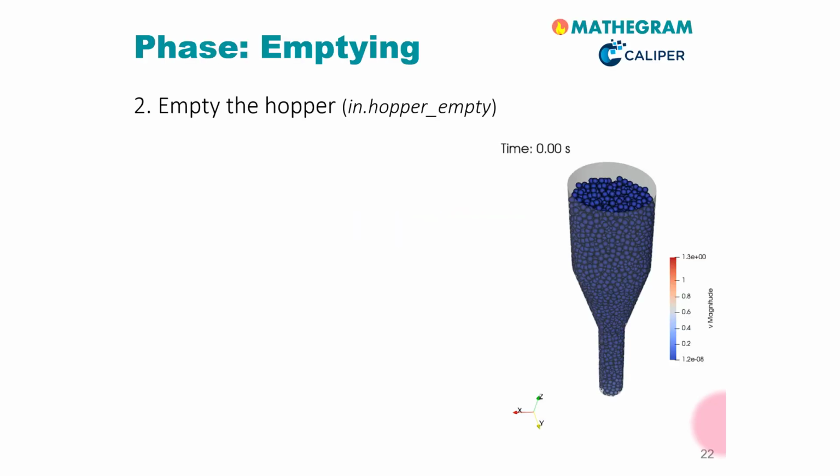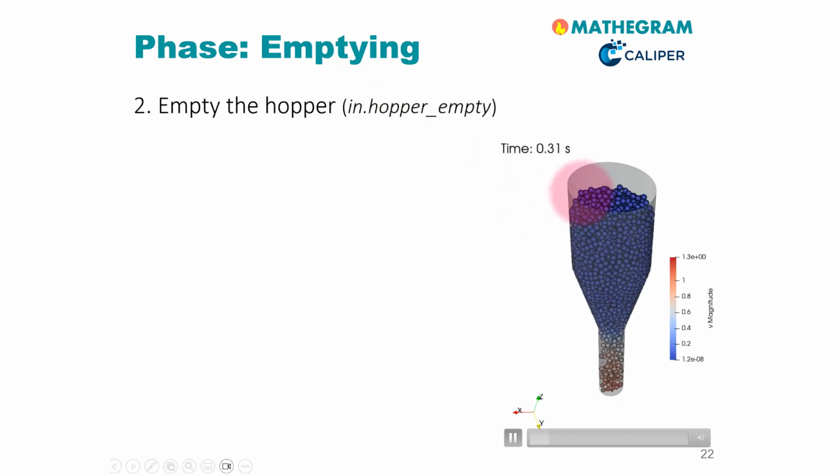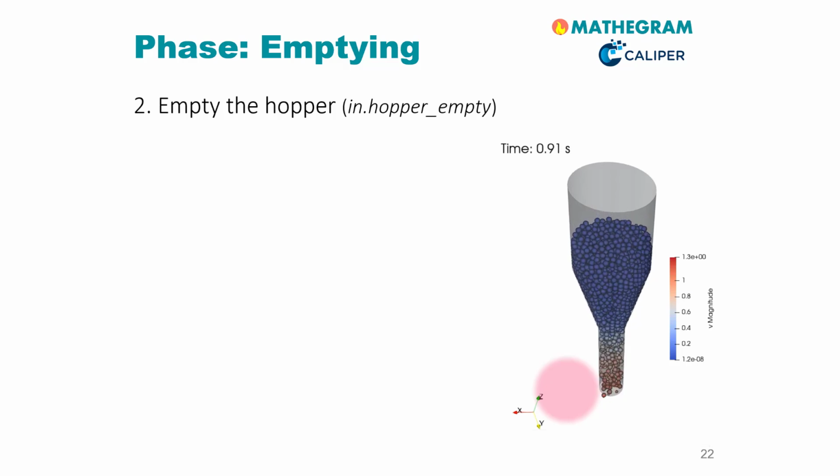Welcome back to this unit on practical aspects. We will now talk about how we can empty this hopper that we have filled before. And for doing so, we of course prepare an input script for LIGGGHTS. This input script has this name. And then hopefully we can simulate something like this, that the particles are discharged from this hopper.